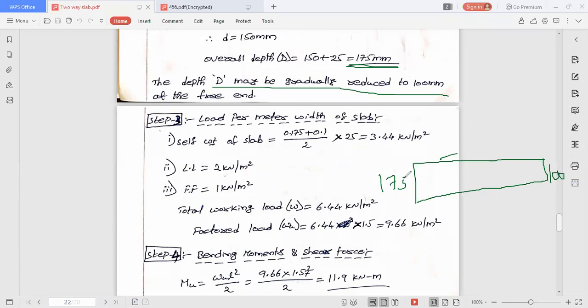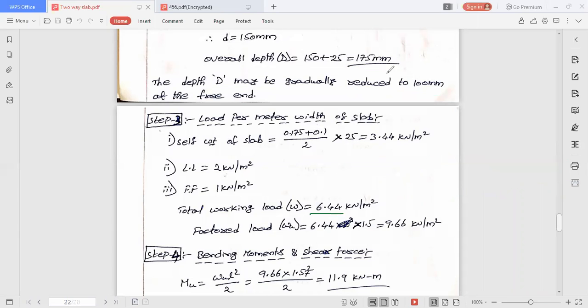Now, what should we find for the self weight of the slab? You should not use 175, because it is not throughout. You should not use 100, it is also not throughout. You just take the average of these two. Okay, average thickness of these two. So (0.175 + 0.1) by 2 gives the average thickness, multiplied by unit weight. You will get the self weight of the slab.